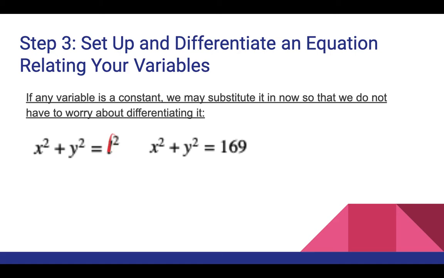The reason being is when we take the derivative of both sides, if I just leave this as L squared, I'm going to have to take the derivative of L squared, which is a pain in the butt. But if we know L squared is a constant, then we can just replace it with a constant, and then when we take the derivative of both sides, we'll get that this is 0. The derivative of this number is 0.